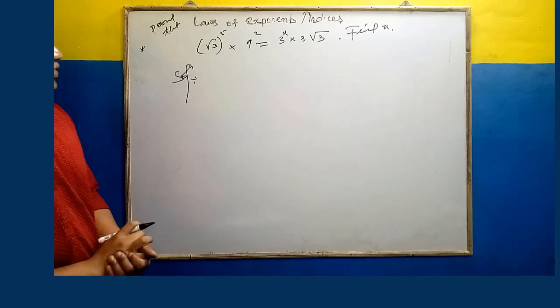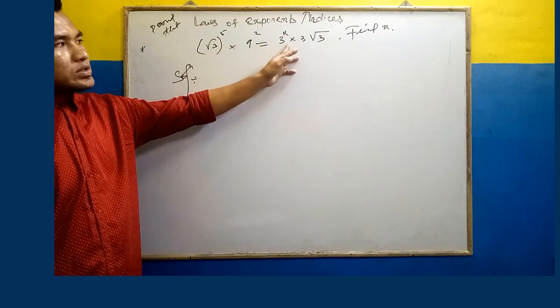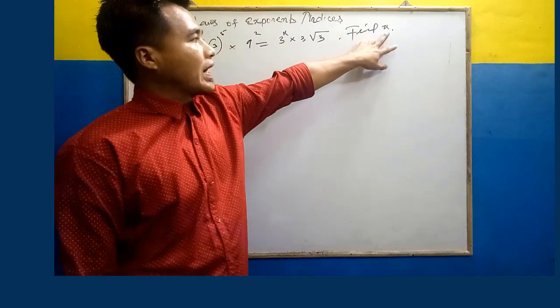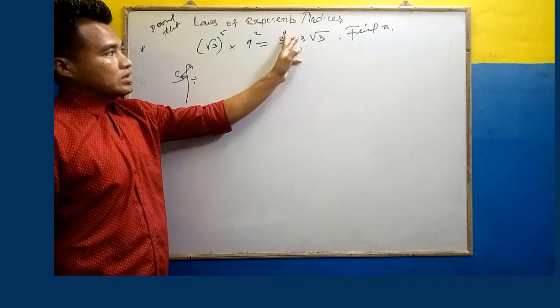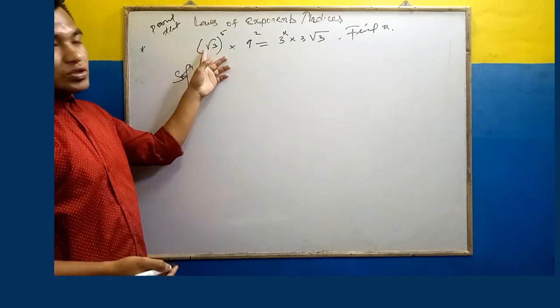Okay, now let us look at this equation again. Root 3 raised to the power 5 into 9 square equals 3 to the power x into 3 root 3. Then the question asks to find the value of this x again. This x is what we are going to find. So let me do it like this. So this is root 3.